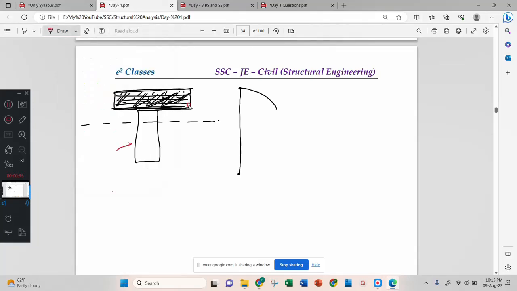This is called as web, and this is called as flange.